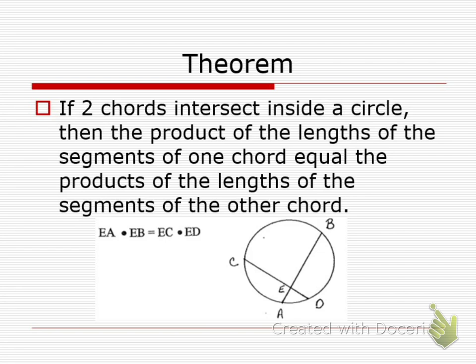Our next theorem says that if two chords intersect inside a circle, then the product of the lengths of the segments of one chord equals the product of the lengths of the segments of the other chord. Again, it gets really wordy, but when we're able to draw a picture, it's not that bad. So we'll talk about the picture in just a moment.